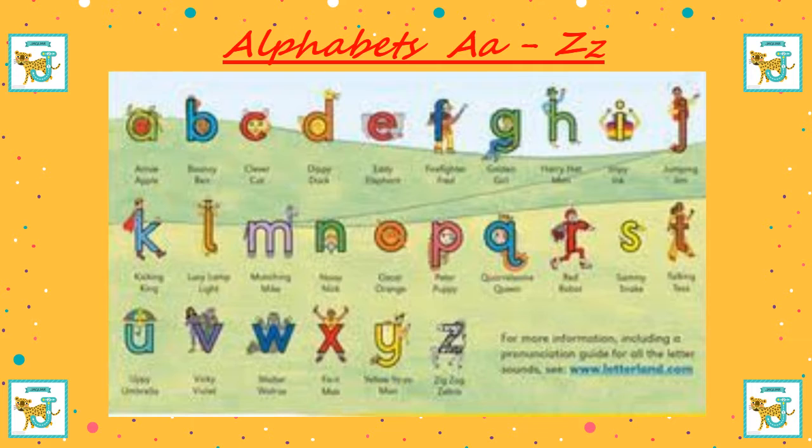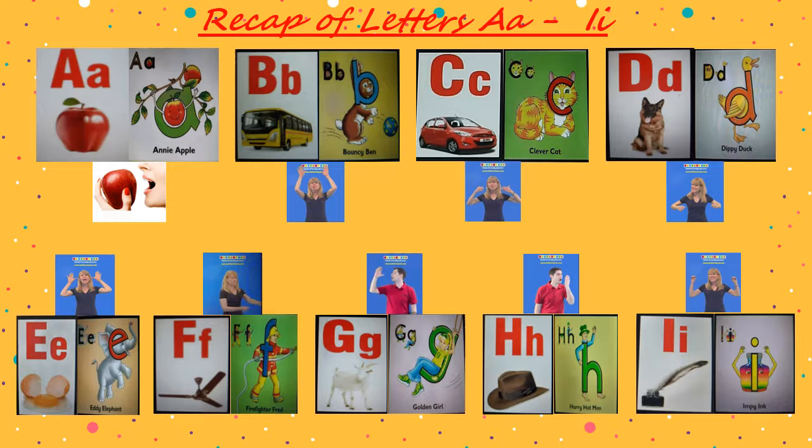A, B, C, D, E, F, G, H, I, J, K, L, M, N, O, P, Q, R, S, T, U, V, W, X, Y, and Z. Very good, children. Just now we did the oral recitation of letters A to Z. Now we will have a quick recap of letters A to I.